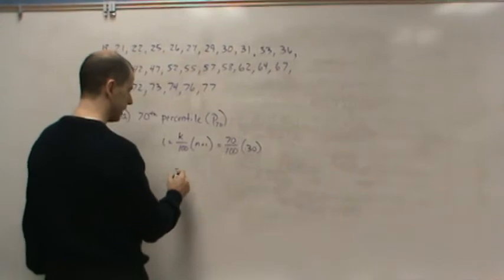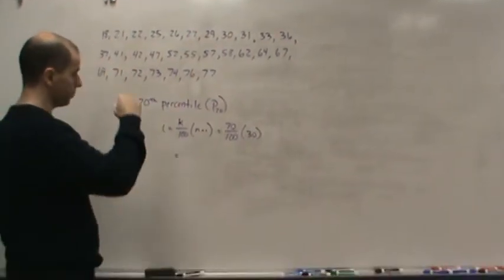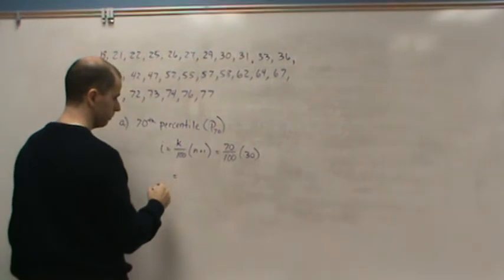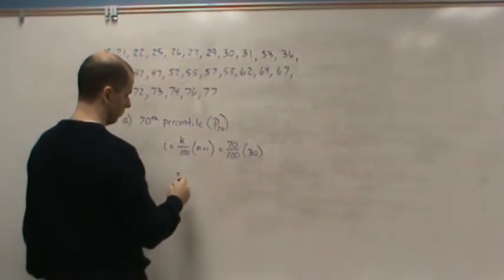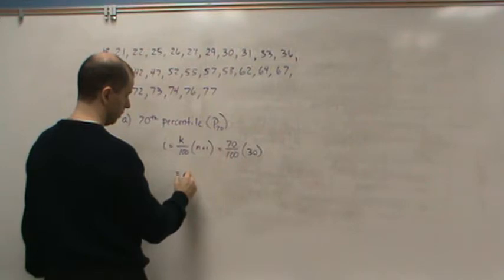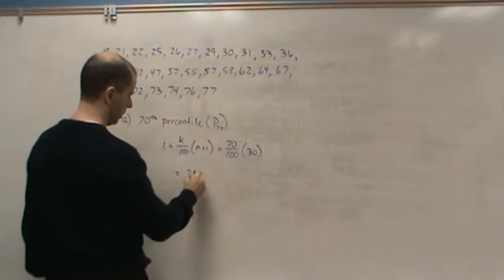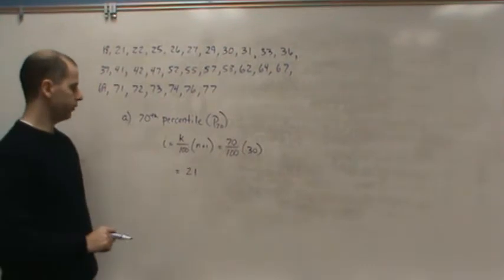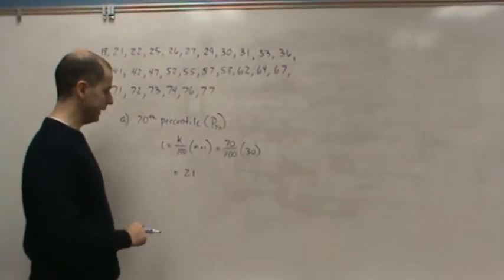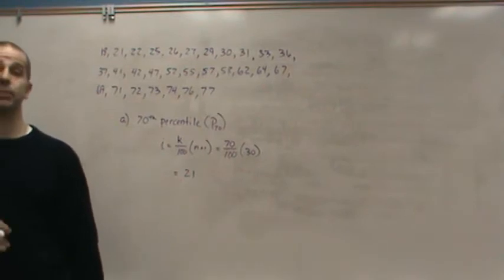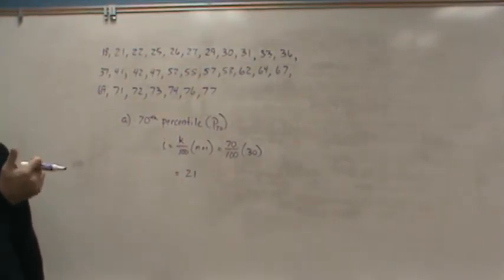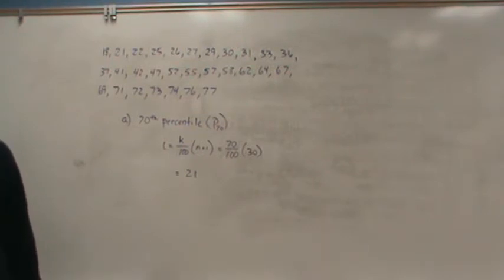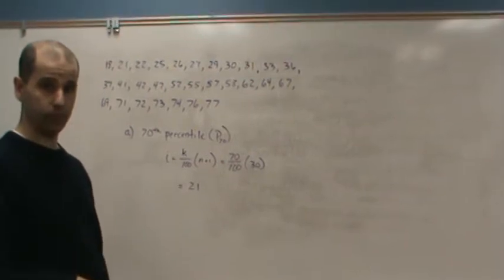So if we take that, what do we get? It'd be 21. So 21 is i. What does that tell us? Remember, it's the position. It's how far up from lowest to greatest we need to count to get to that percentile. Whatever data value that is, that's our percentile.